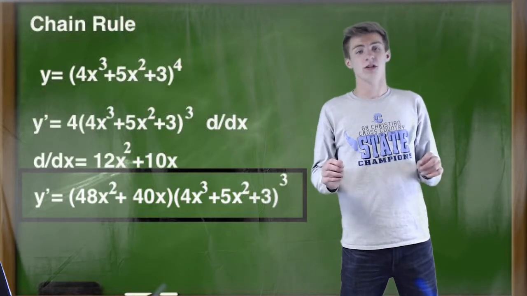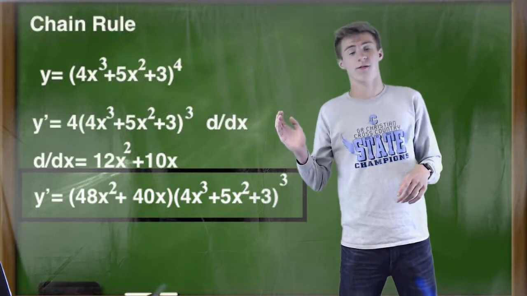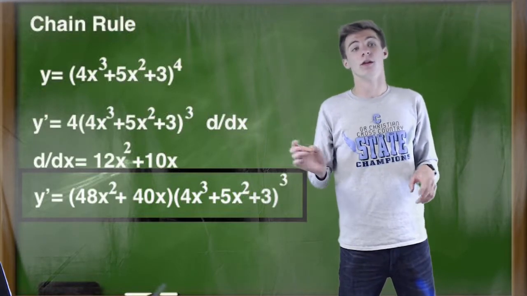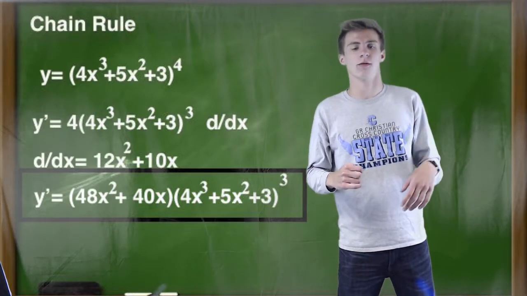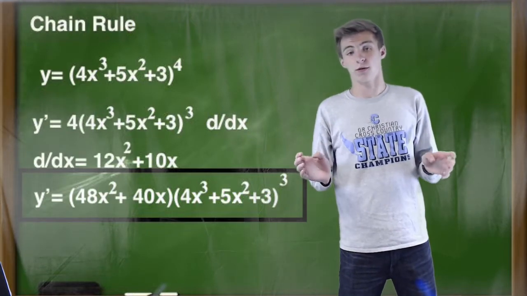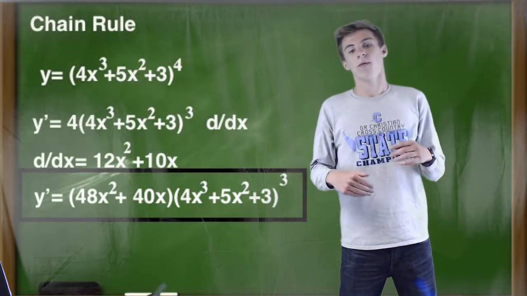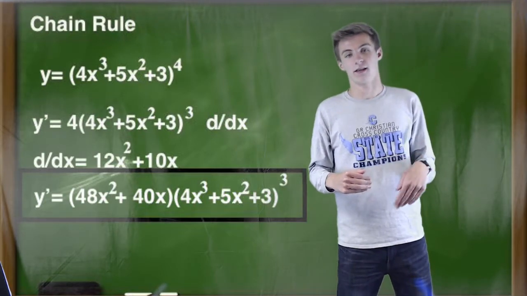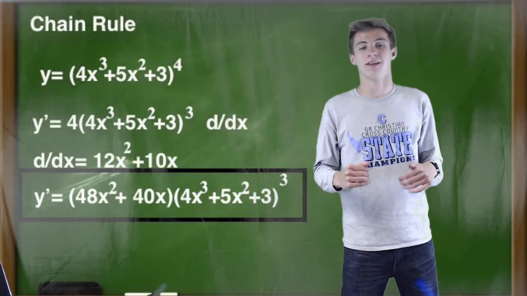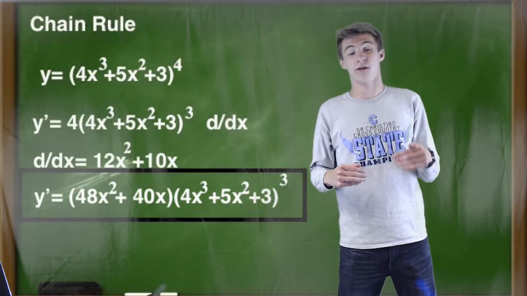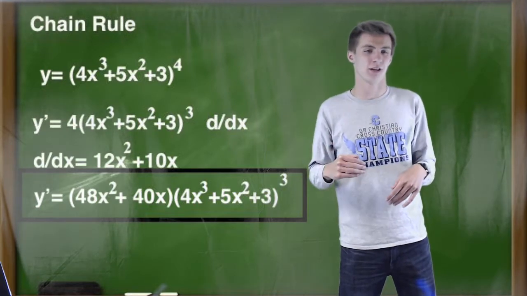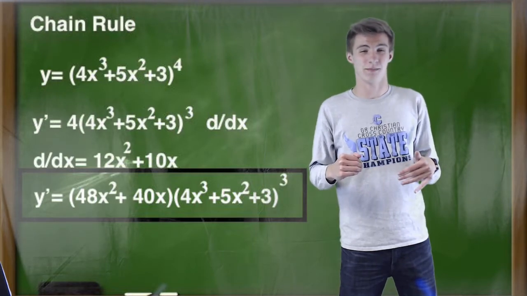Without the chain rule, we would have had to multiply this function out and then use the power rule and the constant multiplier rule and use all those different rules that we've already learned to find this derivative. But we wouldn't have time to do that on the AP test. So therefore, the chain rule is something that helps us find the derivative of more complicated functions without wasting very much time. Thank you.